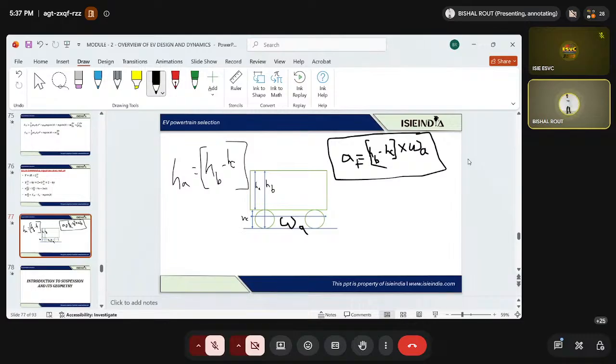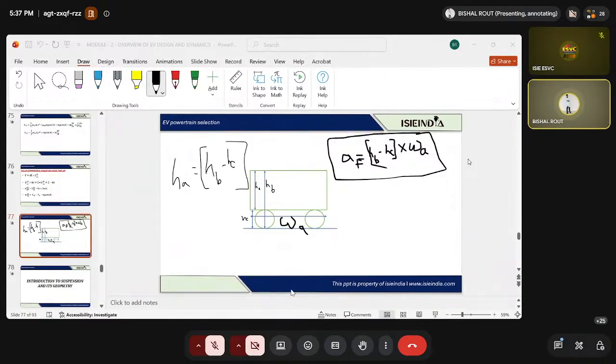I hope it has been clear to all of you. Fine, so this is what is called the frontal area of a vehicle, which is the multiplication of the height (HB minus HC) by the width W. This is how you can calculate the frontal area of a vehicle. Likewise, I calculated the frontal area and got 2.19 meters square.